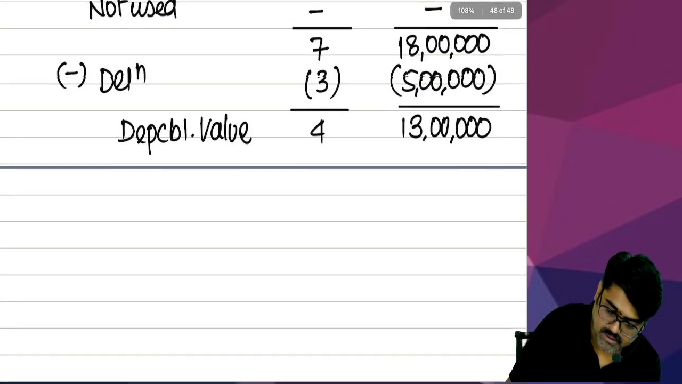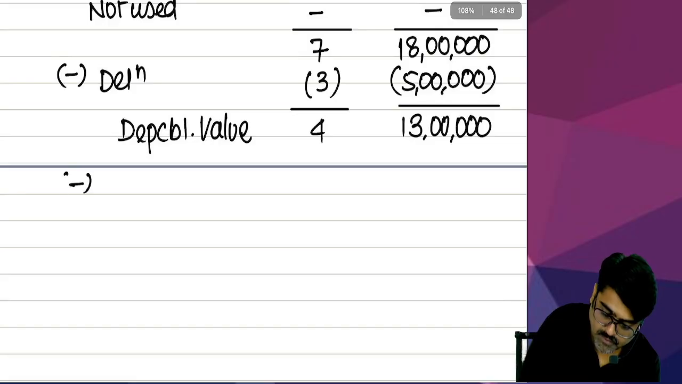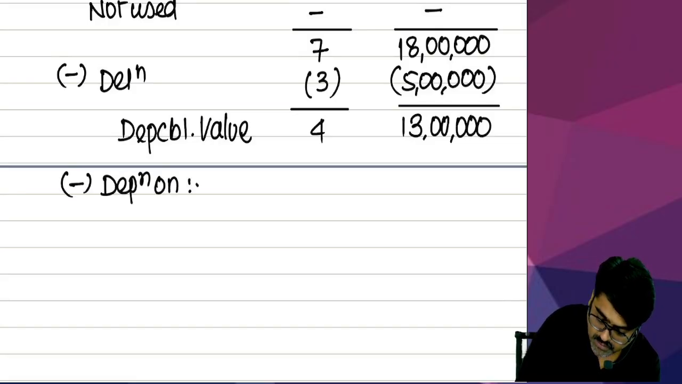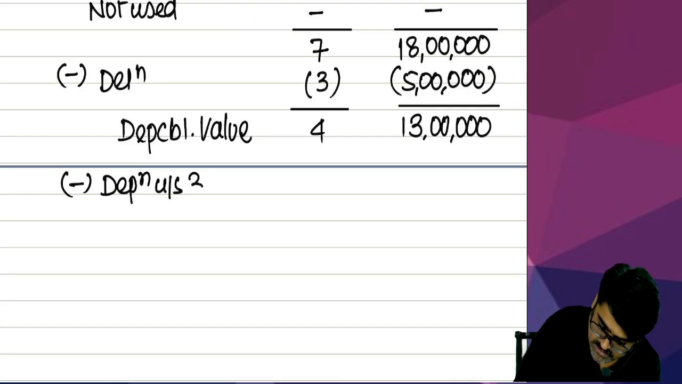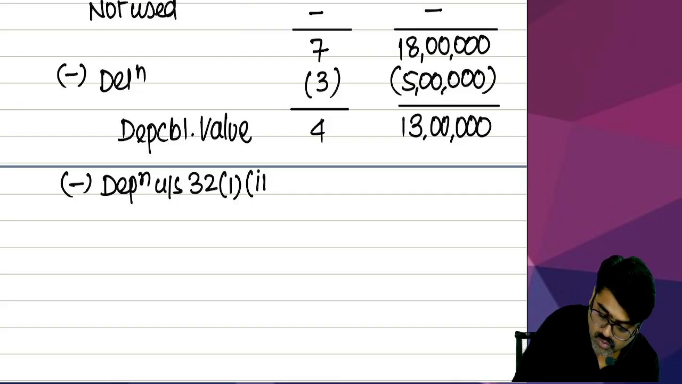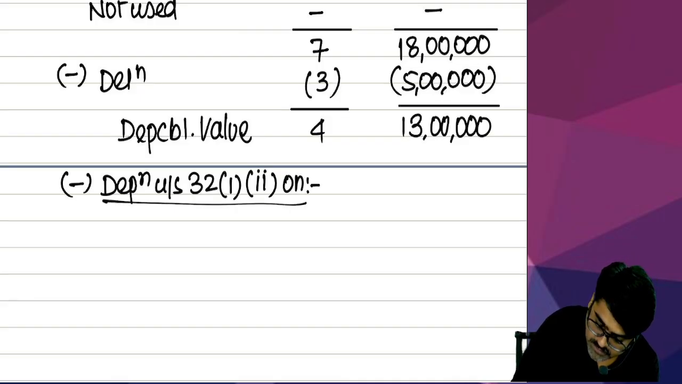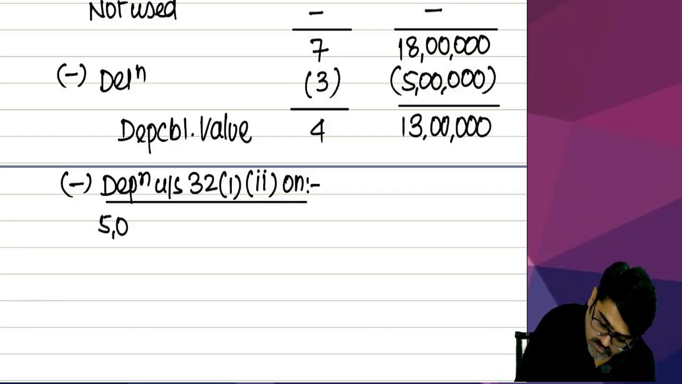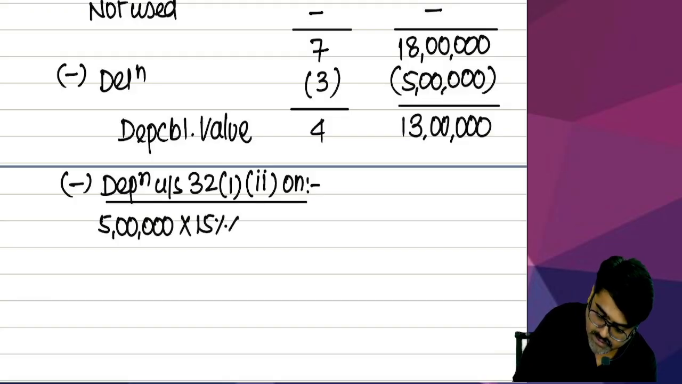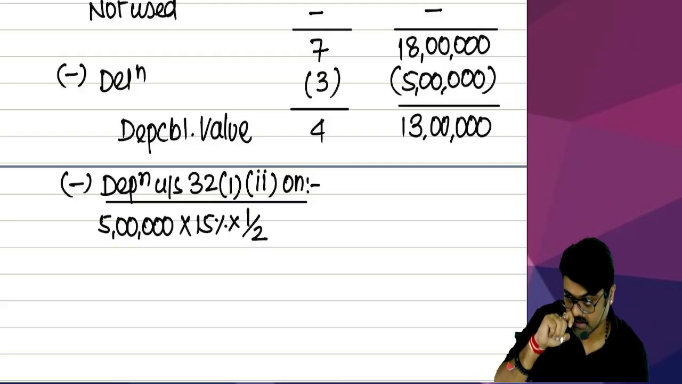So see, here, pay attention. Less depreciation under section 32, subsection 1, clause 2. On what amount? First of all, you will calculate on entire 13 lakhs. No. On 5 lakhs, you are going to calculate half rate, 15% into 1 by 2. Half rate. Yes or no?